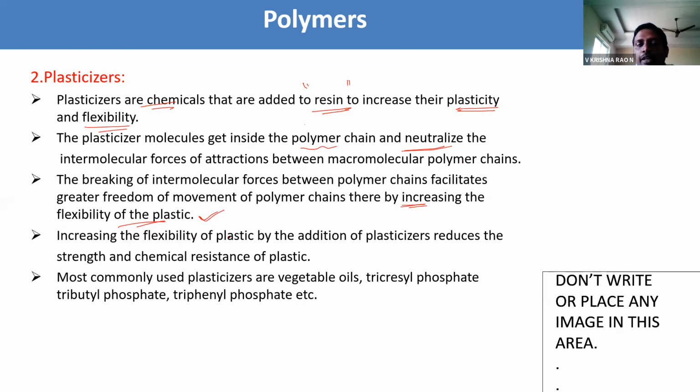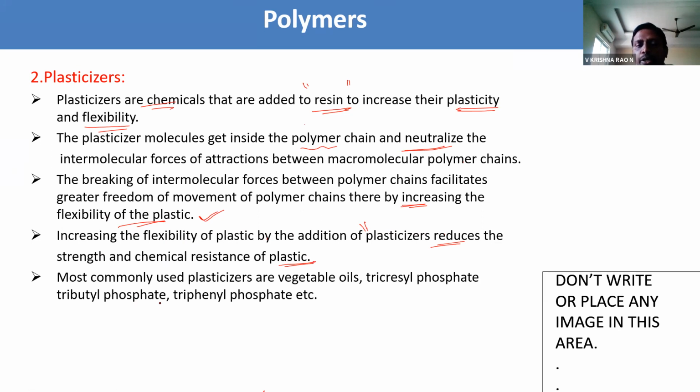Increasing the flexibility of plastic by addition of plasticizers reduces the strength and chemical resistance of the plastic. Plasticizers are the chemicals added to the resin to increase their flexibility and plasticity. But it reduces the strength and chemical resistance of the plastic.